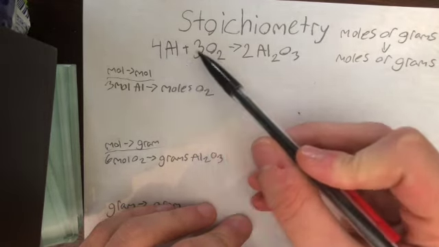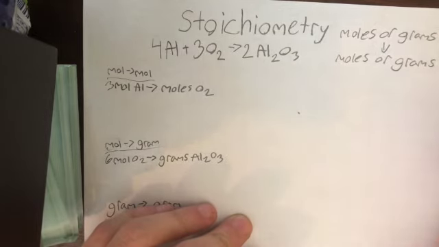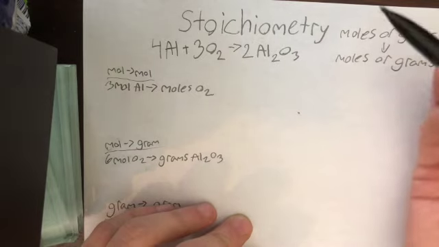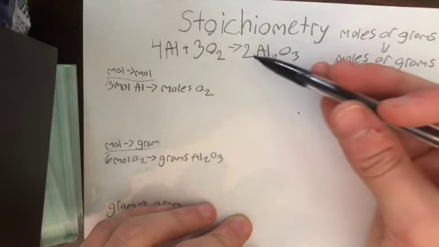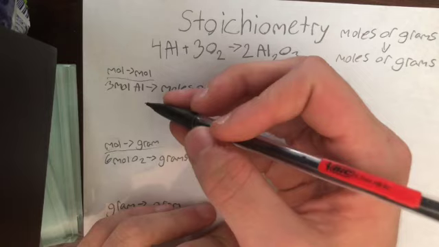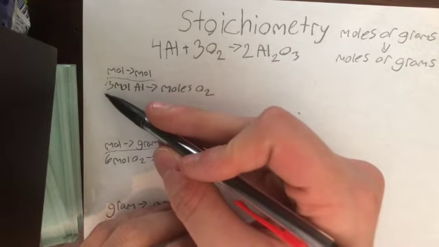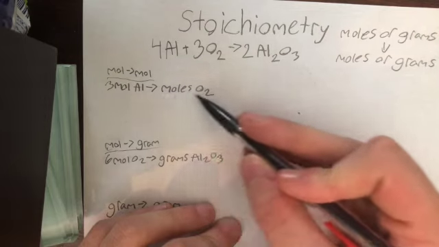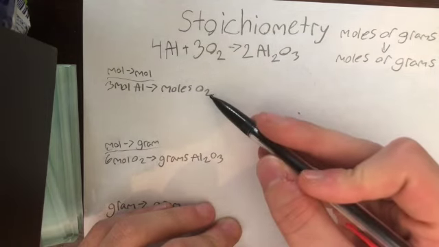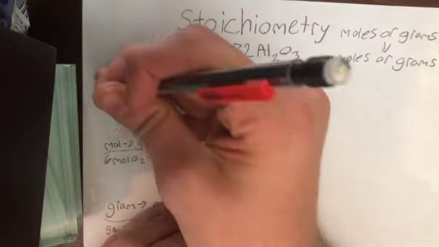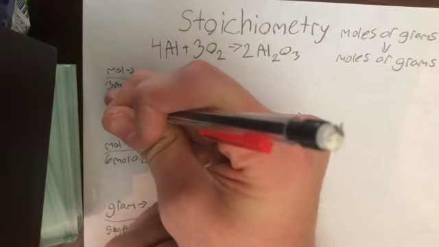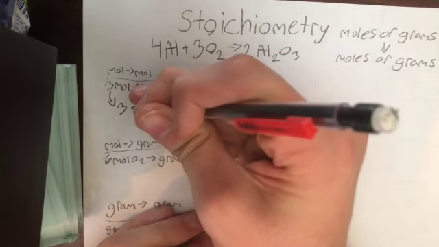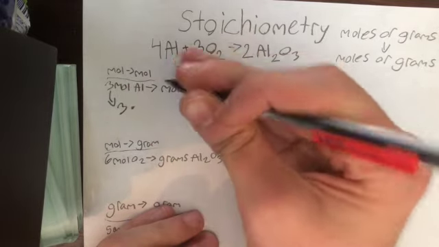4 aluminum plus 3 oxygen gas will give us 2 Al2O3. So if we are given 3 moles of aluminum and the problem asks for moles of oxygen gas, what we would do is bring down the given. So 3 moles of aluminum times the conversion factor to give it to moles.